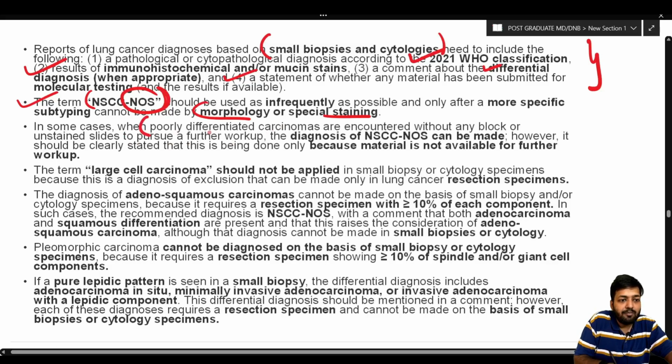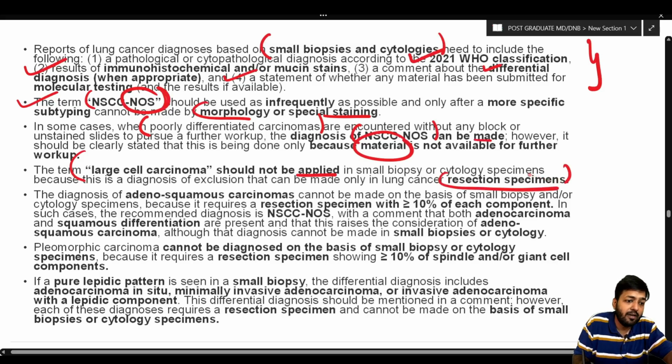Now, in some cases, when poorly differentiated carcinomas are encountered without any block or unstained slides to pursue further workup, a diagnosis of non-small cell carcinoma NOS can be made. However, it should be clearly mentioned why you are using it, because material wasn't available for further workup. The term large cell carcinoma should not be applied on a small biopsy or cytology specimen, as I have already said, because this is a diagnosis of exclusion and you can only exclude after you have screened the entire resection specimen. So this can only be made on a resection specimen.